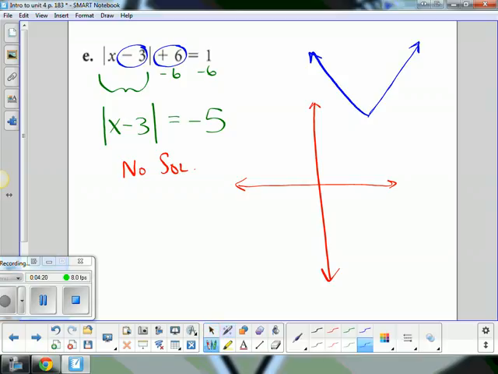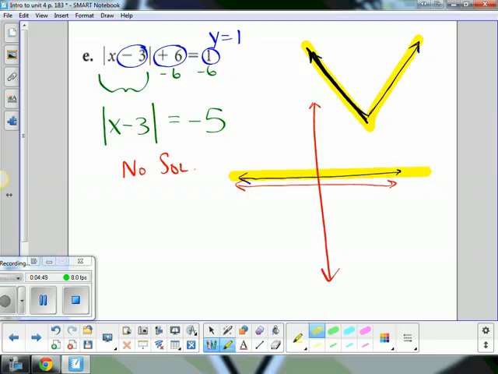What do you think the graph of y equals 1 looks like? Good. It's a horizontal line up 1. And when we're solving these equations, we want to know when this crosses this. Well, when do they intersect? They don't. That's why there's no solution when you look at the picture.